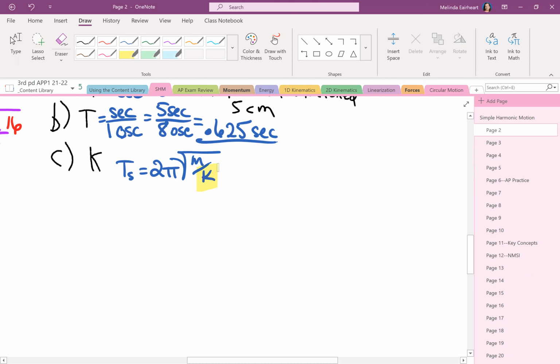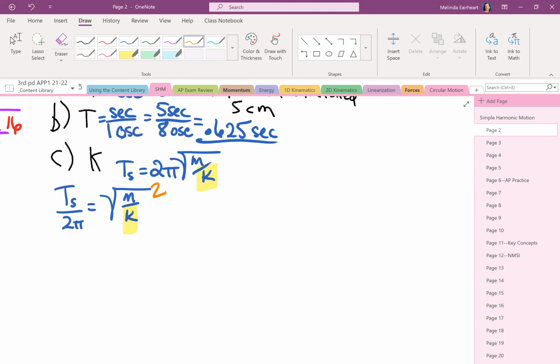Divide both sides by 2 pi. And so I can say Ts divided by 2 pi equals square root m over k. Still trying to isolate k. What could be our next step? Square both sides. And so if I square the right-hand side, what happens? The square root goes away, right? Now here's where some students mess up. When you square the right, you got to square the left. So t squared, that's true.